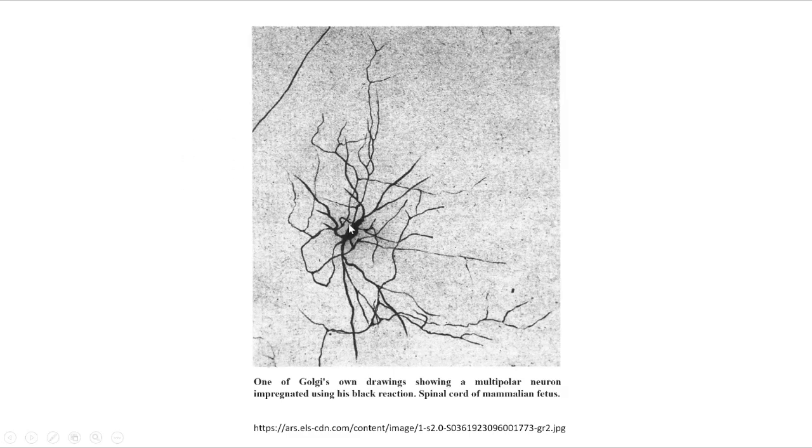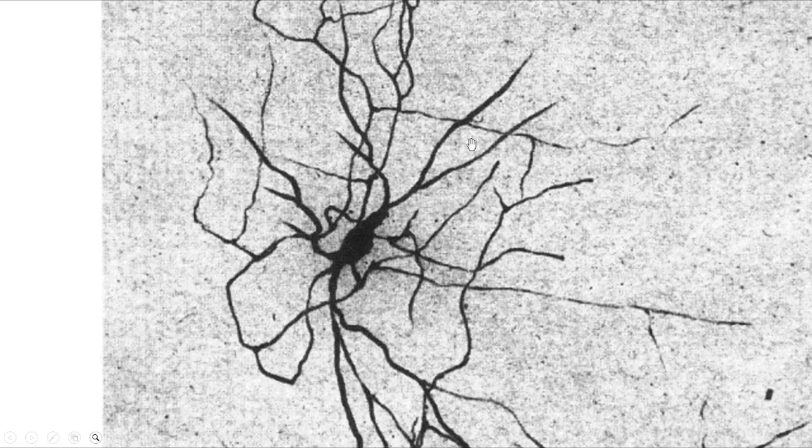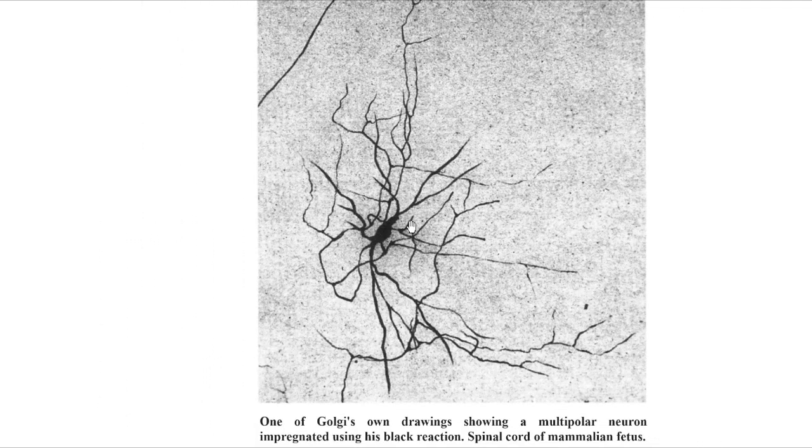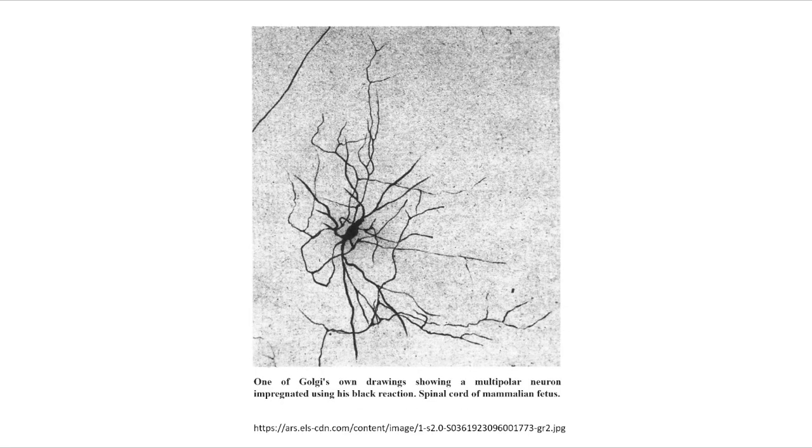This is a drawing by Camillo Golgi himself. Again, like I said, at that time you had to draw whatever you were looking at under the microscope, and when you published, it was the drawings that you actually published of your observations. Because at that time there was no way to document what you were looking at under the microscope, all the histologists of that time had to draw their observations and publish them.